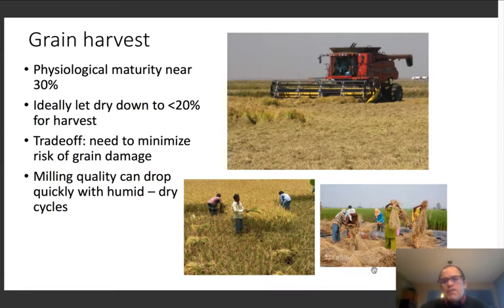As you wait longer and longer, your crop is exposed to the environment and all the pests in the environment, and hopefully you don't get to the point where you're risking some damage either through loss or weather or something else.